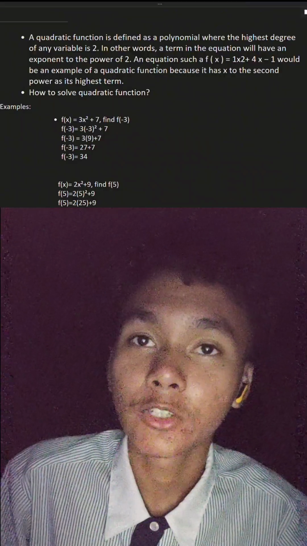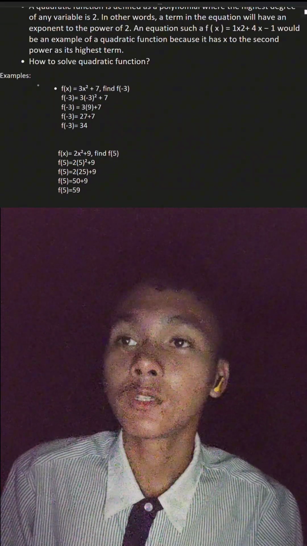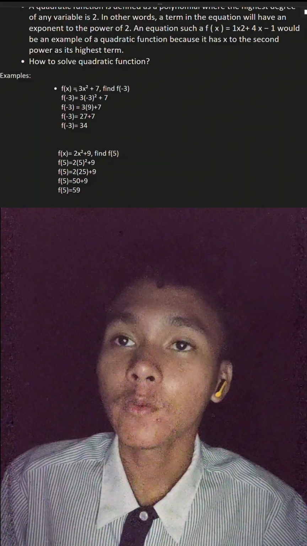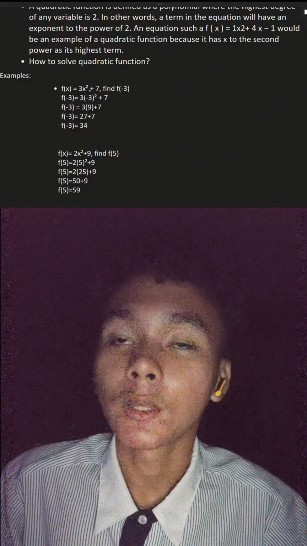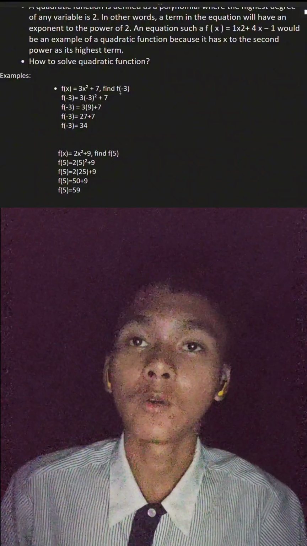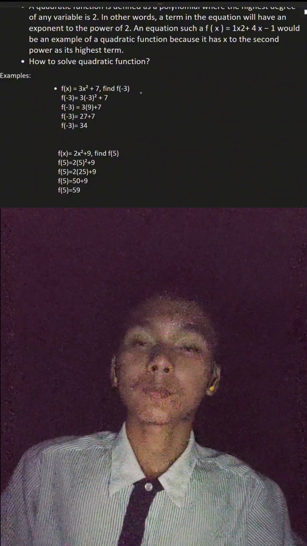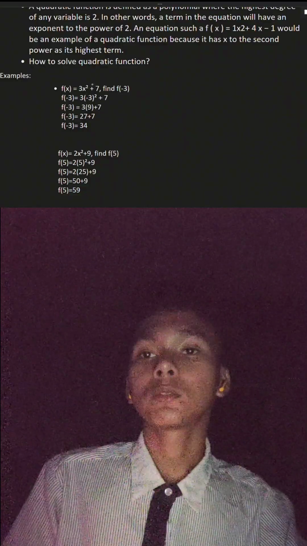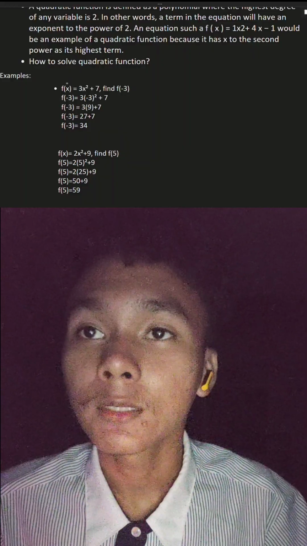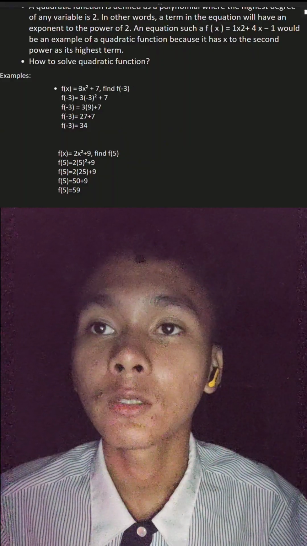How to solve quadratic function? So we have examples here that are provided. Example number 1: f of x equals 3x squared plus 7. Find f of negative 3. To solve this, we have to replace x with negative 3.